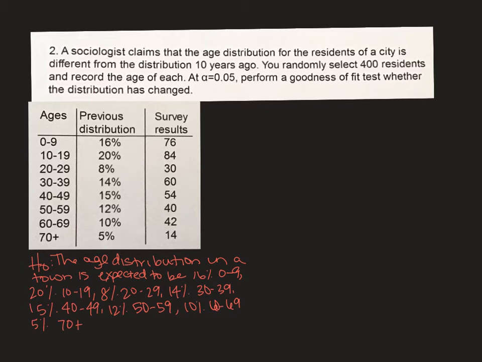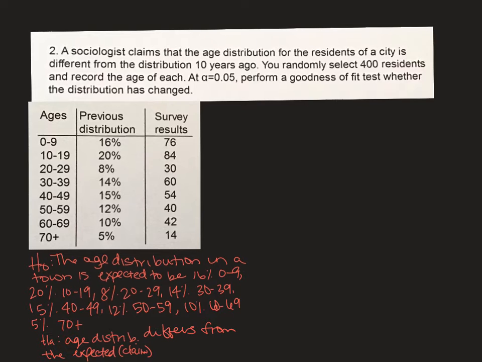The good news is HA is just that the age distribution differs from the expected. Which is our claim in this case, because we want to tell whether the distribution has changed. So if it's changed, it's going to be different.